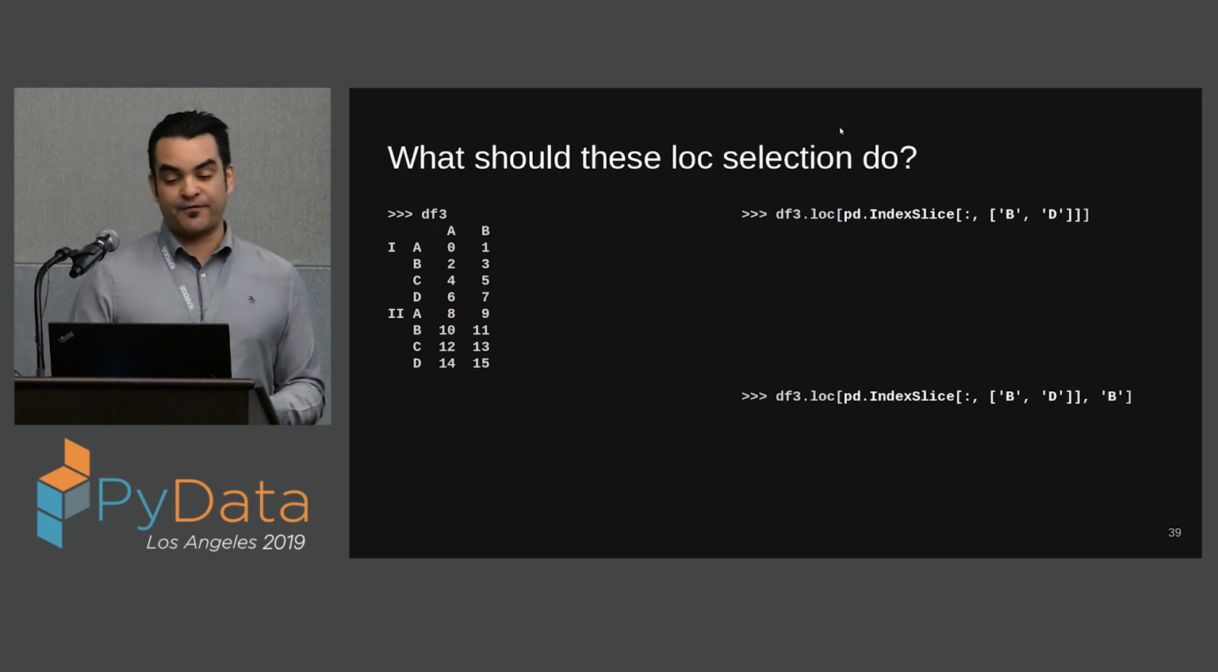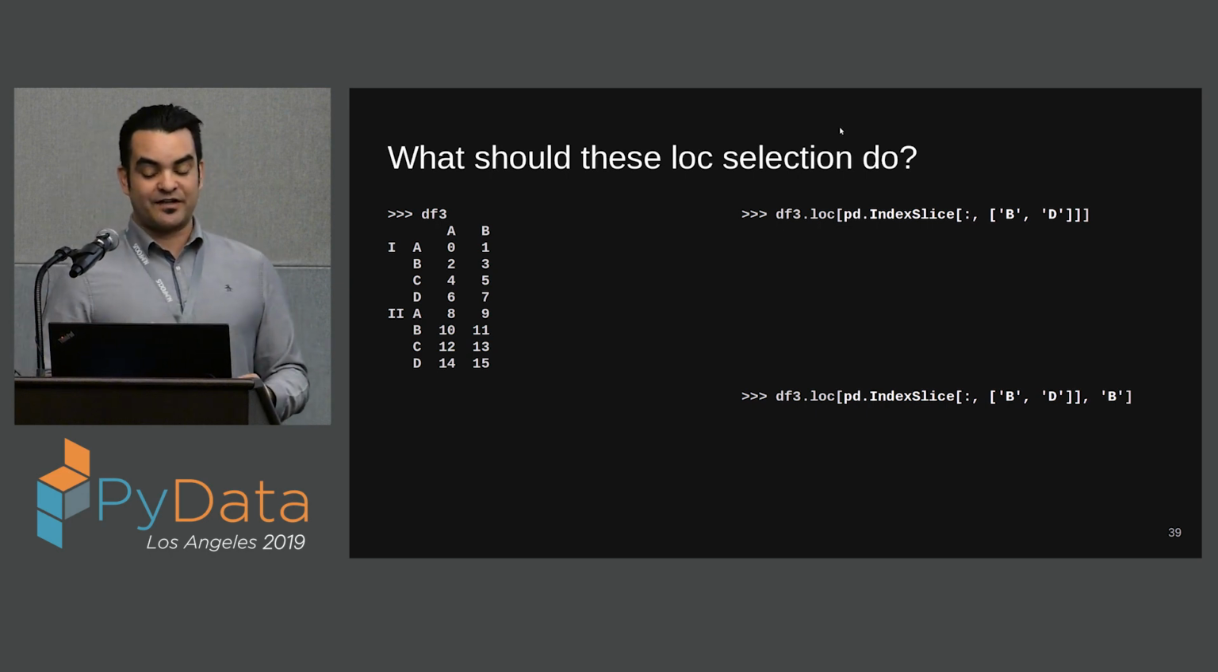Okay, here's your next quiz. I have the first case where an IndexSlice is being used. We've seen how IndexSlice allows us to group inner selections within a hierarchical index. So we see the first example where we have an IndexSlice that's specifying what we would think the outer level to be everything and then the inner level to be B and D. And then in the second example we have a two-argument call to loc where we provide a second argument here, B. So think about what you might expect this to be.